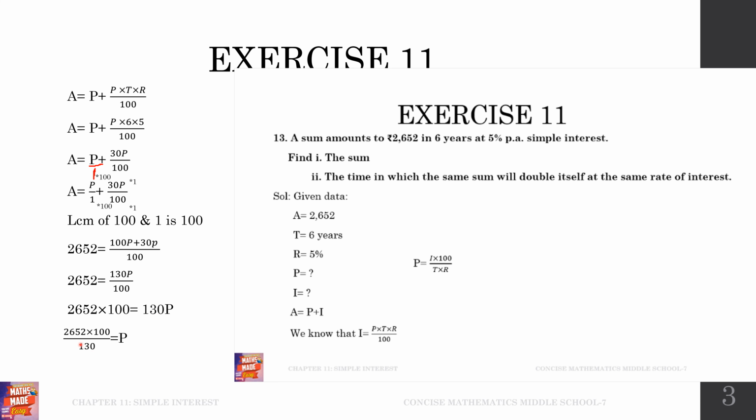That is 2652 into 100 divided by 130. When you divide and multiply, you will get 2040 rupees principal. That is, this person has taken 2040 rupees from the bank or from some other person, right?